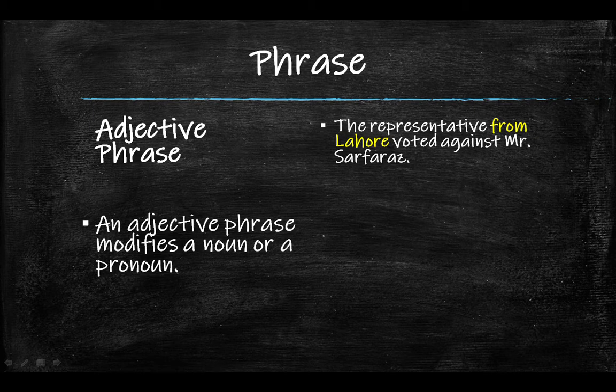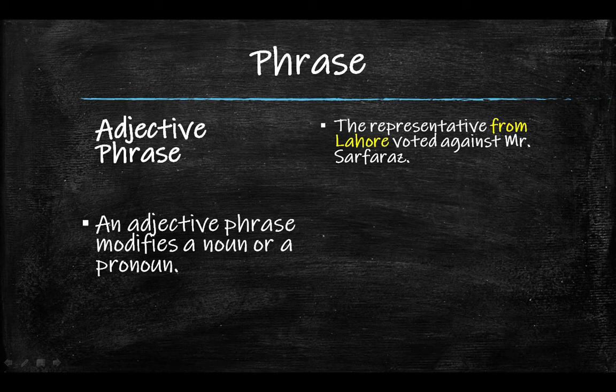The representative from Lahore voted against Mr. Sarfaraz. The representative voted against Mr. Sarfaraz. That was the basic sentence. Which representative? From Lahore. So from Lahore is modifying. It's telling us something more about the representative, and that is a noun, and as a noun modifier it becomes an adjective phrase. Adjective phrases are mostly prepositional phrases in their structure.